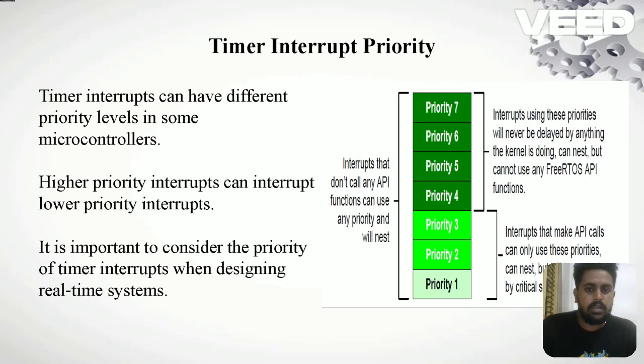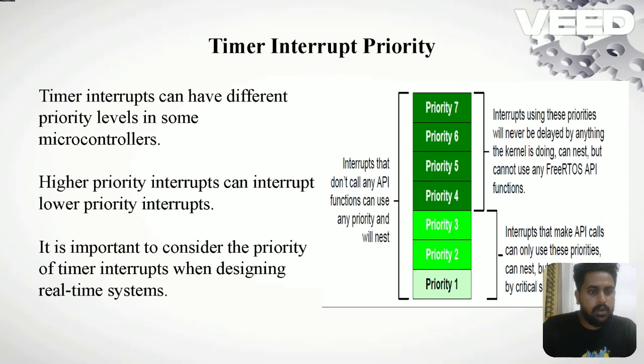Timer interrupt priority. So the timer interrupts can have different priority levels in some microcontrollers. It differs between microcontrollers. So the higher priority interrupts can interrupt lower priority interrupts. It is important to consider the priority of timer interrupts when designing real-time systems. So here there are priorities from 1 to 7.